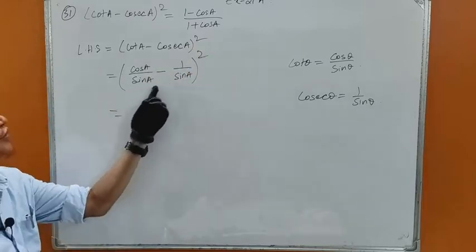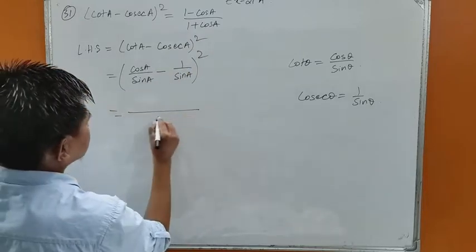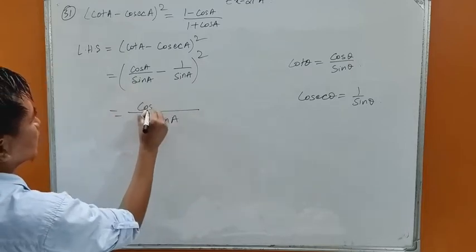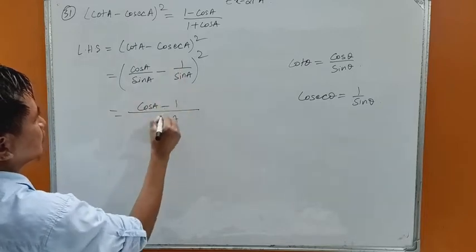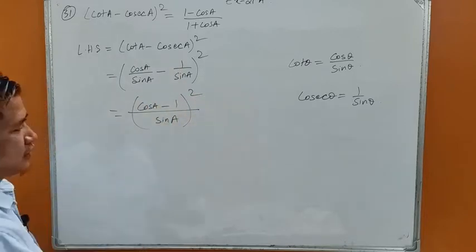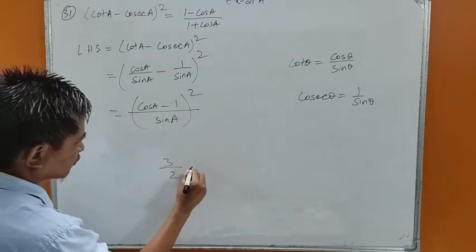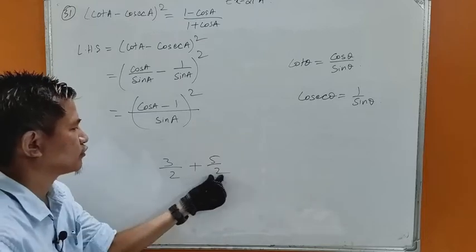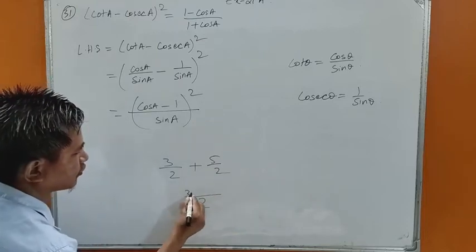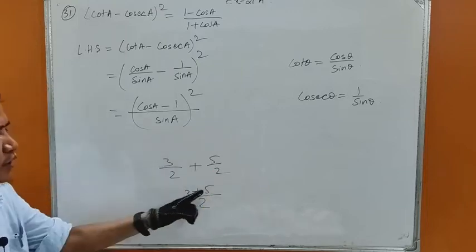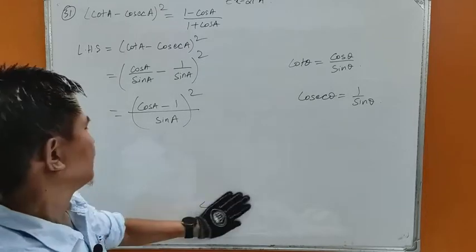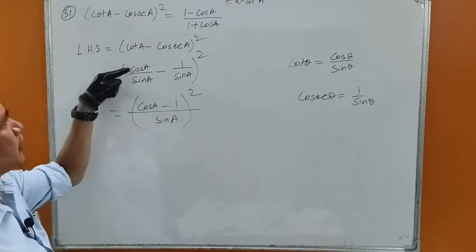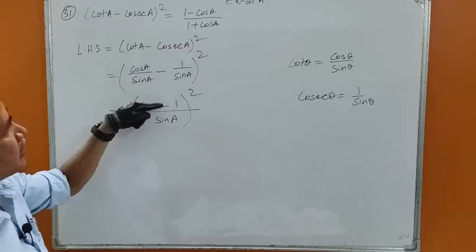So let's take the LCM of sin a, the same number, sin a. In the numerator we have cos a minus 1 whole square. If the number is like this, 3 by 2 plus 5 by 2, the LCM is the same, 2 and 2, so we write 2, and in the numerator 3 plus 5 is 8, 8 by 2 is 4. Same thing, this number is the same in the denominator, so we don't multiply in the numerator. Cos a remains as cos a minus 1.